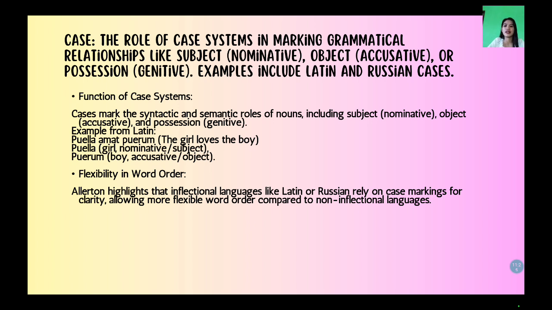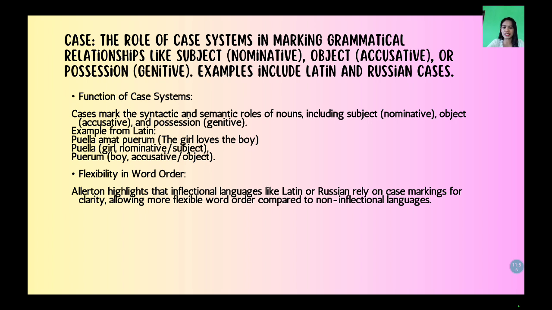Case. The role of the case system in marking grammatical relationships like subject, nominative, object, accusative, or possession, genitive. Examples include Latin and Russian cases. So, the function of the case system: cases mark the syntactic and semantic roles of nouns, including subject, nominative, object, accusative, and possession, genitive.